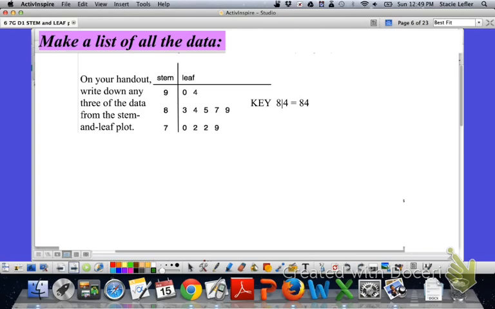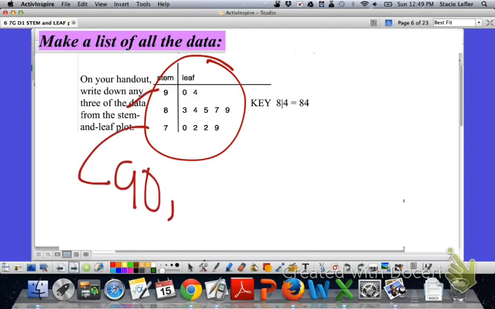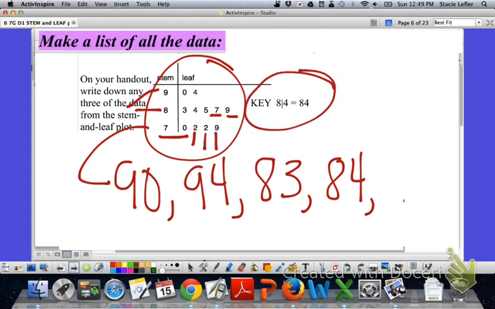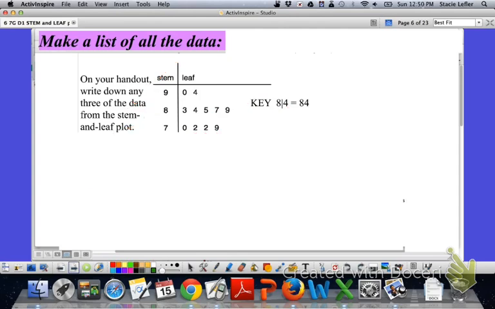So you can look at the stem and leaf plot, and it's representing a list of data. Like here for the 9s we have 90, 94. For the stem of the 8s we have 83, 84, 85, 87, 89. In the 7s we have 70, 72, 72, and 79 again. And the key shows how that works, where you have an 8 to the left of the line and a 4 to the right. That represents 84. On your handout, write down any three of the data from the stem and leaf plot.